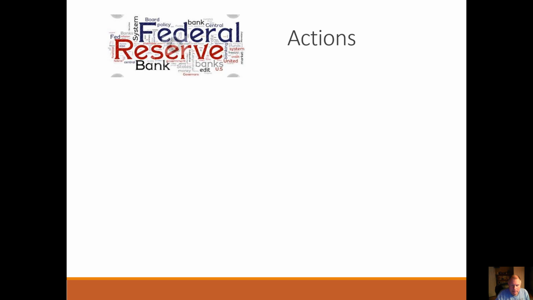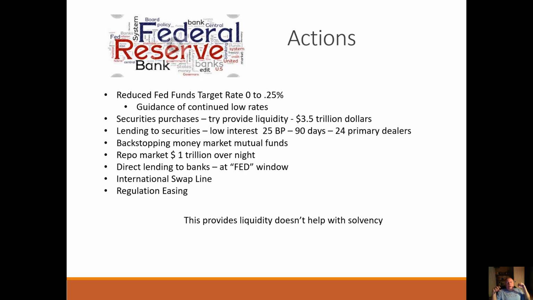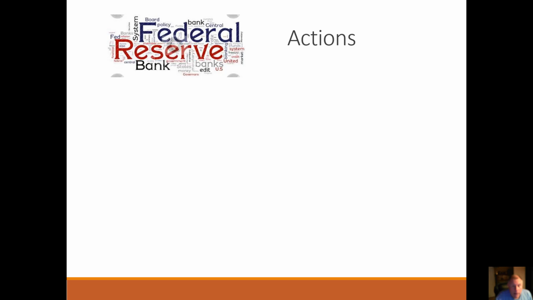regulation easing. But this doesn't help with solvency. It simply keeps the markets liquid. And by doing this, keeping the interest rates low, what you have is a lot of people who invest in fixed income securities aren't making enough to cover inflation. So that's one of the biggest reasons driving the equity markets: interest rates are so low that people are willing to take risk to get some return to try to beat inflation at least.